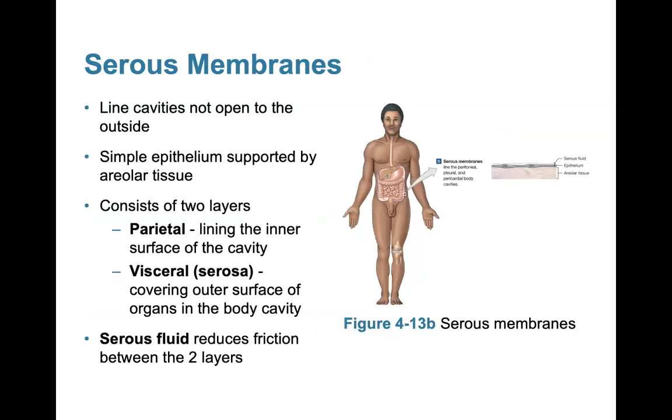Serous membranes line cavities not open to the outside. It's usually a simple epithelium supported by areolar tissue, and it consists of two layers: a parietal layer, which lines the cavity, and a visceral layer, which covers the actual organ. Typically, there's serous fluid between the parietal and visceral layers, and this will help to reduce the friction between those two layers.